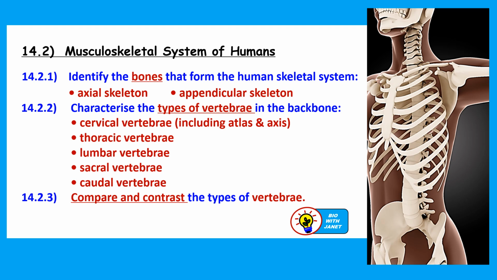Secondly, we should be able to characterize the types of vertebrae in the backbone, namely the cervical vertebrae, including the first cervical vertebra called the atlas and the second cervical vertebra called the axis. Other than that, there are other types of vertebrae, and these are the thoracic vertebrae, lumbar vertebrae, sacral vertebrae, and caudal vertebrae. Lastly, we should be able to compare and contrast the types of vertebrae.